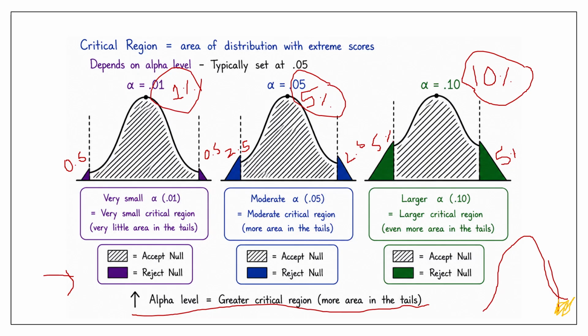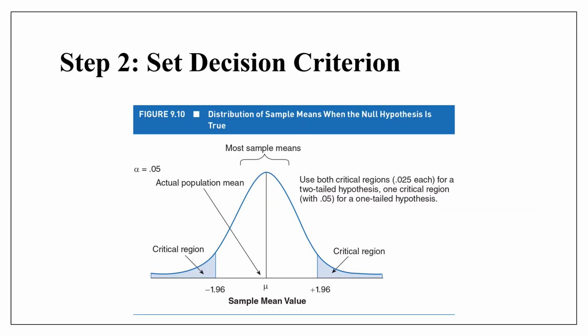So again, whether it's one tail or two tail would decide whether you split the extreme scores into both tails and you're looking at both tails, or if you focus on just one tail and all of your extreme scores are in there. And here we have another visual of some of the things that we talked about.